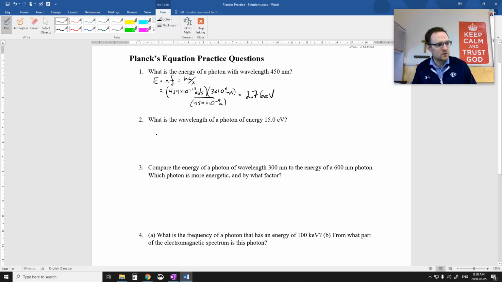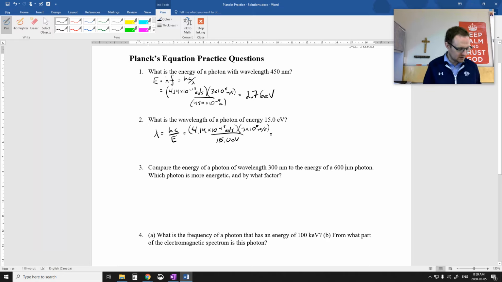So I just rearrange that formula there: hc over E. Okay, let's put our numbers in there. So we have the eV version here, so I'm going to put 4.14 here again, eV seconds. We've got the speed of light again. And we are in electron volts here, so I'm okay with that.